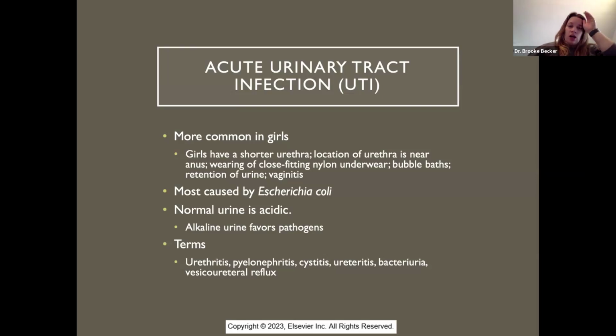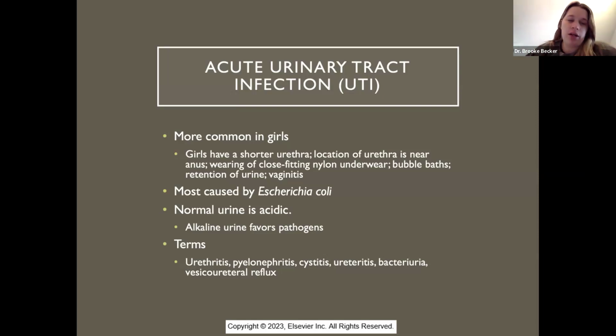Usually you talk with younger girls about making sure that they wipe front to back, that they're not sitting in bubble baths often, and that they get all of their urine out before they go finish playing whatever they were doing. Normal urine is acidic, so if the urine becomes alkaline, it's more likely that those kids are going to get a UTI. Okay. Some terms to know: pyelonephritis, that's a kidney infection.